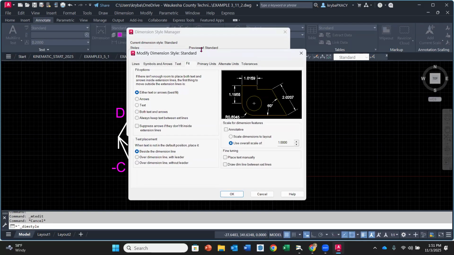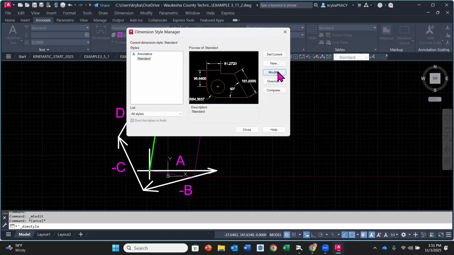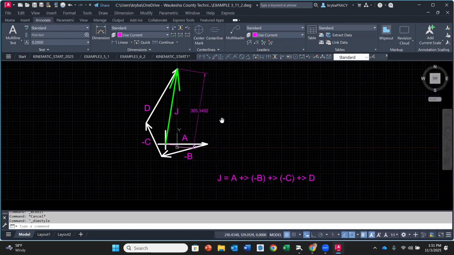All right, so now I want to go to my annotate tab, arrow down, go to my modify, fit tab, and I don't know, was it 100 last? 80? 80, yep, we'll start with 80. I think that's a good place to start. Modify, whoopsie, cancel, set as current, okay.